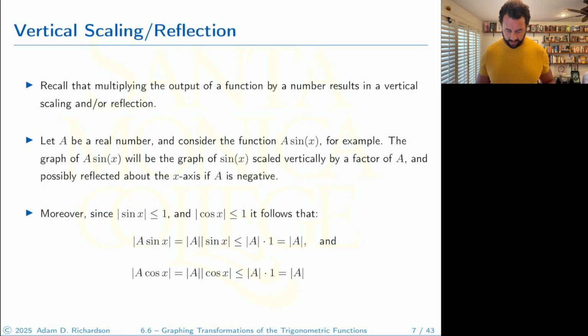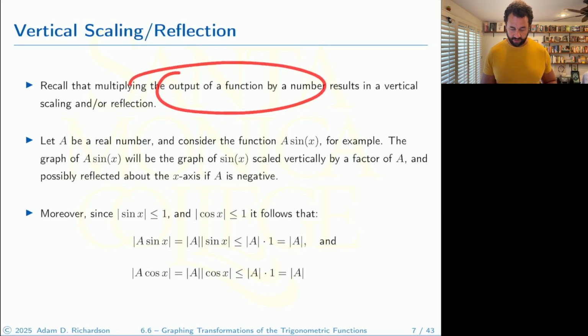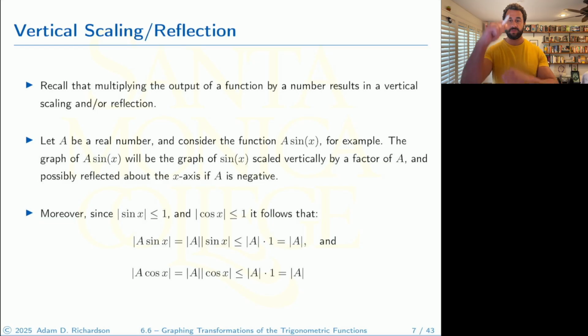There we go. Okay. Now let's talk about vertical scaling and reflection. Same thing as we saw before. If you multiply the output of a function by some number, it's going to result in a vertical scaling. It'll result in a reflection if that number is negative. So if a is a real number, then the function a sine of x will be the graph of sine of x scaled vertically by a factor of a. If a is negative, it's going to reflect it across the x-axis, right?